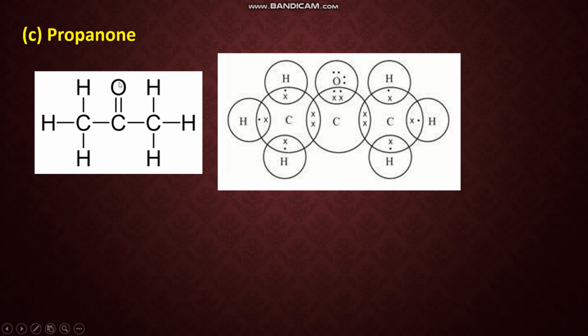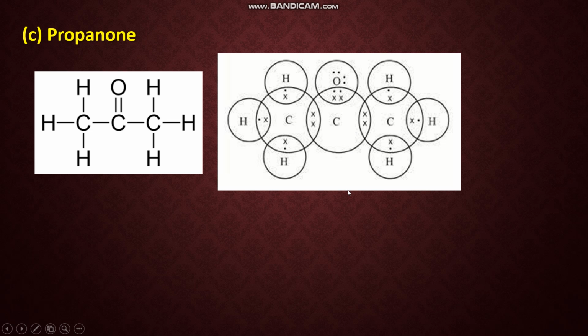Between this carbon and oxygen there is a double bond, so you have to show 4 electrons. Cross for carbon and dot for oxygen. And oxygen has 6 valence electrons, so 2 electrons are shared here with this carbon. For the remaining electrons, anywhere around this oxygen you can show 4 more electrons.